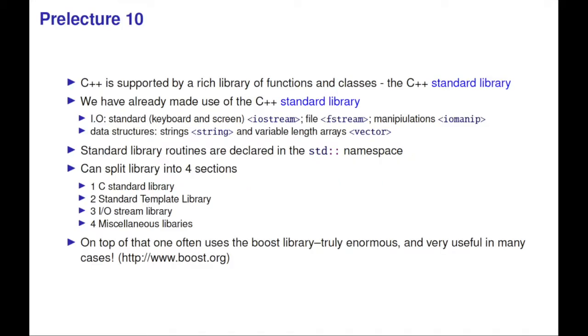So, one of the key features of many of the modern languages is that they are often supported by a rich library of functions and classes. For C++, that's called the standard library. And we've already made use of substantial parts of that. Things like IOStream, FStream, IO manipulations, strings, vectors, and all kinds of other objects. So standard library routines are declared in the std namespace.